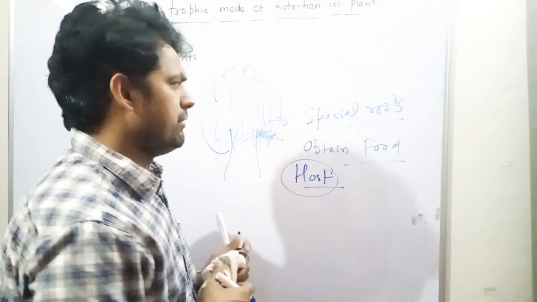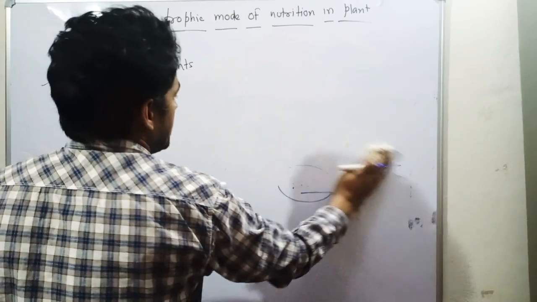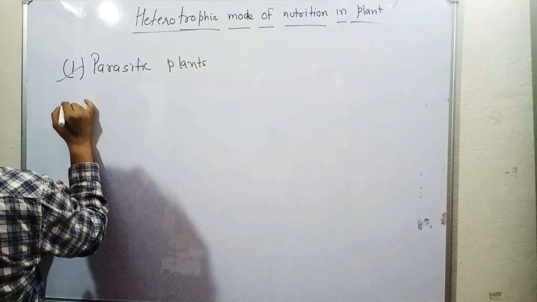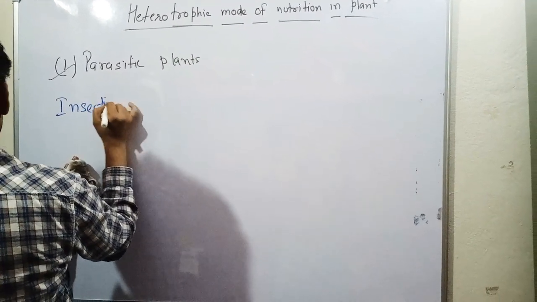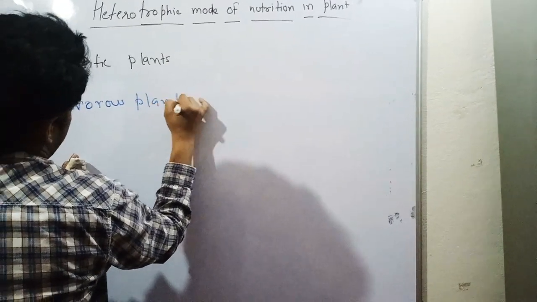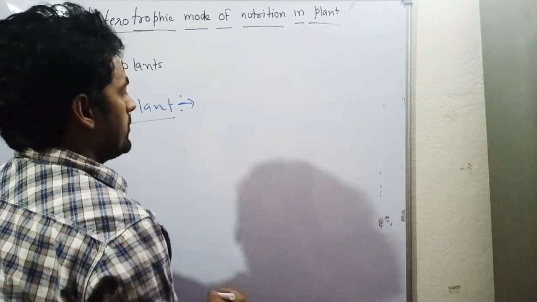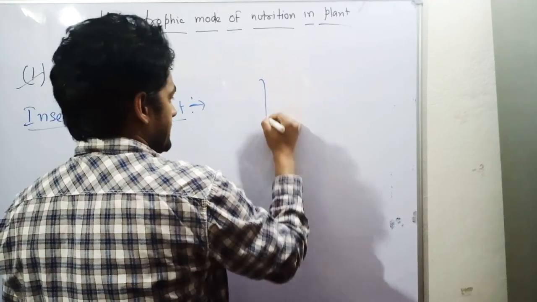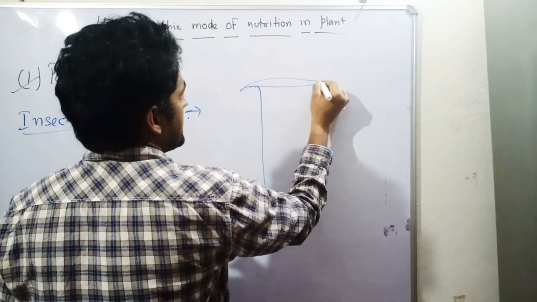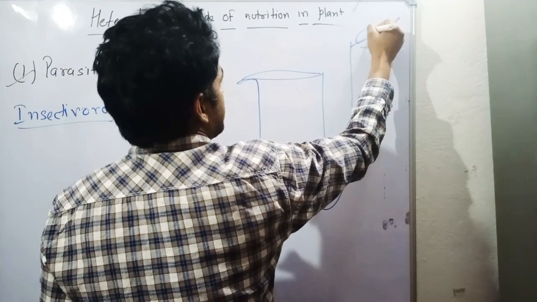Okay, now we will discuss insectivorous plants. From the word itself we can easily define insectivorous. In this we have the example of the pitcher plant. This is a figure of a pitcher plant, and it is attached to the leaves of that plant.